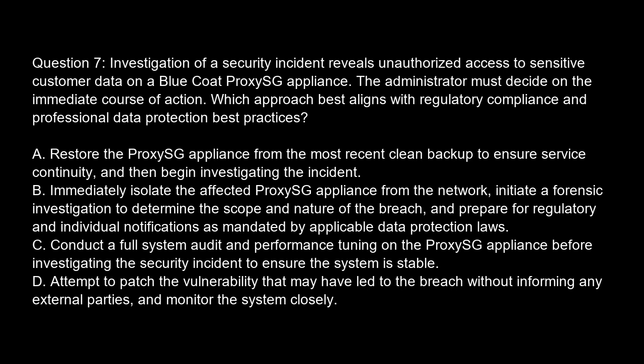Option A. Restore the ProxySG appliance from the most recent clean backup to ensure service continuity, and then begin investigating the incident. Option B. Immediately isolate the affected ProxySG appliance from the network, initiate a forensic investigation to determine the scope and nature of the breach, and prepare for regulatory and individual notifications as mandated by applicable data protection laws. Option C. Conduct a full system audit and performance tuning on the ProxySG appliance before investigating the security incident to ensure the system is stable. Option D. Attempt to patch the vulnerability that may have led to the breach without informing any external parties, and monitor the system closely.